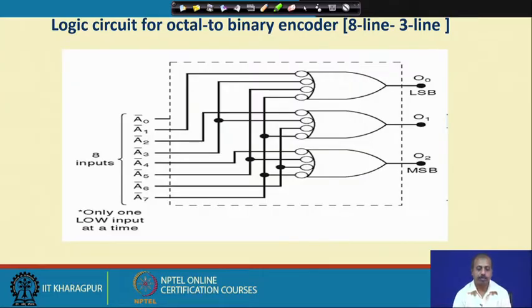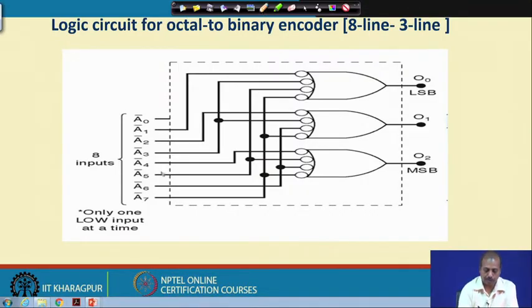So, for 5 for example, the A5 line will be made equal to 0 and all other lines will be made equal to 1. The output will identify which input has been made active, and accordingly it will output the bit pattern. If I give A5 equal to 0 and the rest are all 1, then it is expected that here I will get the bit pattern 101. Okay. So, how does it happen?